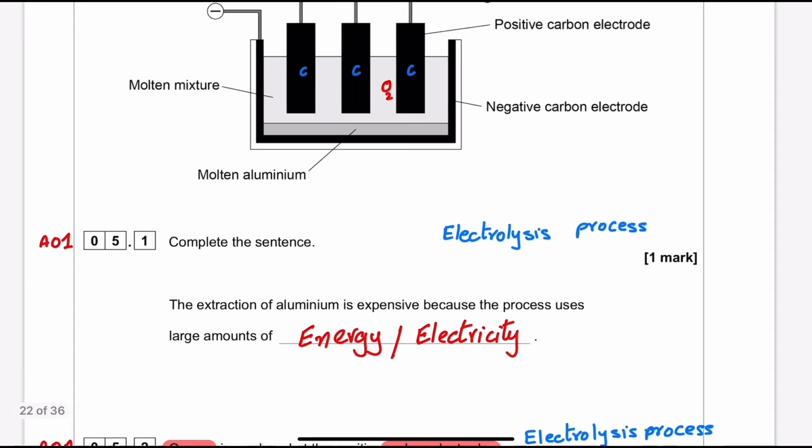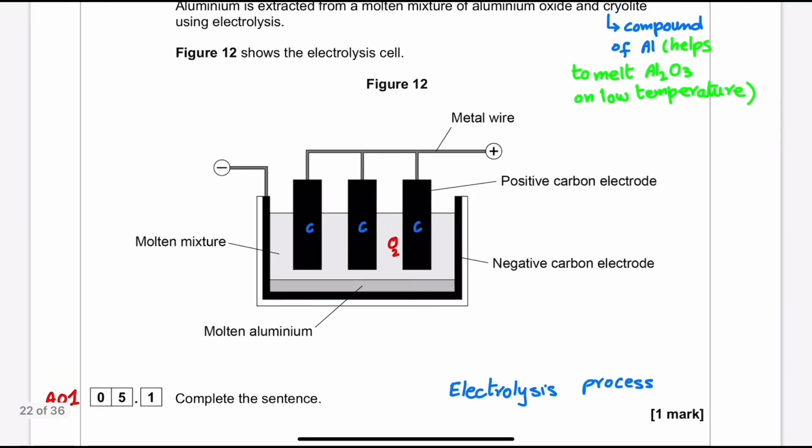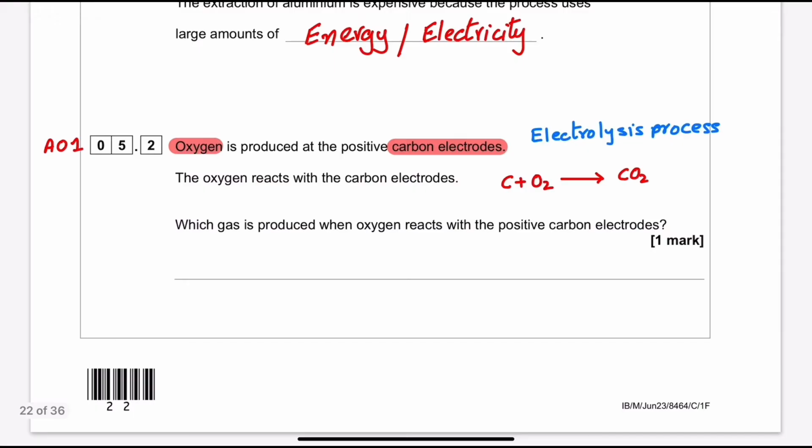If we go back here to figure number 12, we can see that when oxygen is formed at very high temperature, it reacts with the carbon and carbon dioxide gas is formed. As carbon dioxide gas is formed, it moves into the air. Therefore, as a result of the electrolysis process, the oxygen is produced, it reacts with carbon and makes carbon dioxide, CO2.